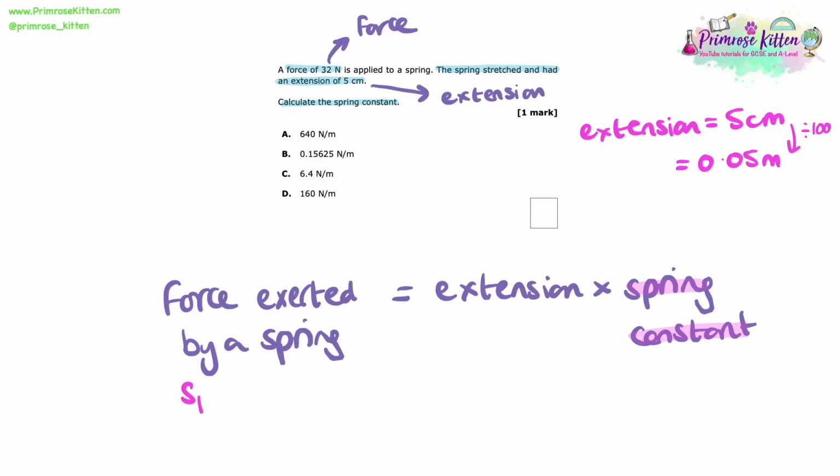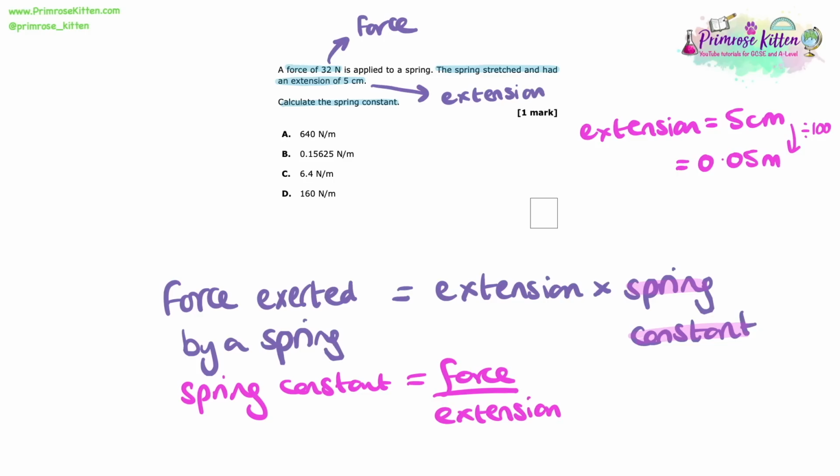So if we look at the question, you can see we're being asked to find the spring constant. So that means that as this isn't already the subject of this equation, we need to rearrange the equation. Spring constant therefore will be equal to that force divided by the extension. So if we now substitute in the relevant numbers, we'll get 32 divided by 0.05. And that gives us an answer equal to 640 newtons per metre. And of course, that is our answer. So A is our answer. So we'll put in our box A.